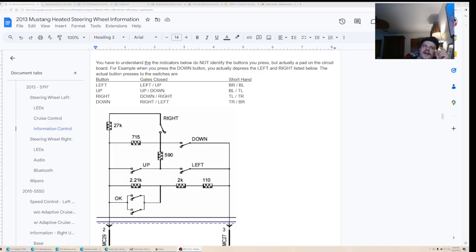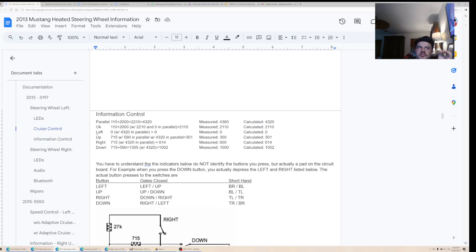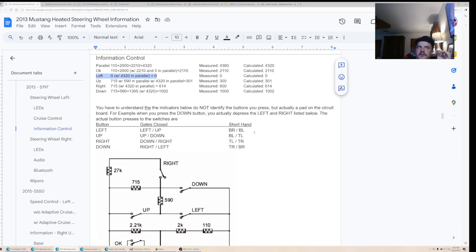And so what I did was I was able to determine what gates are being closed. So when I press left, okay, I'm actually going to close the left gate and the up gate, which means I end up with no resistors. The circuit is completely shorted, and so I should get a resistance of 0. So when I press left, here it is, a measured and calculated resistance of 0.